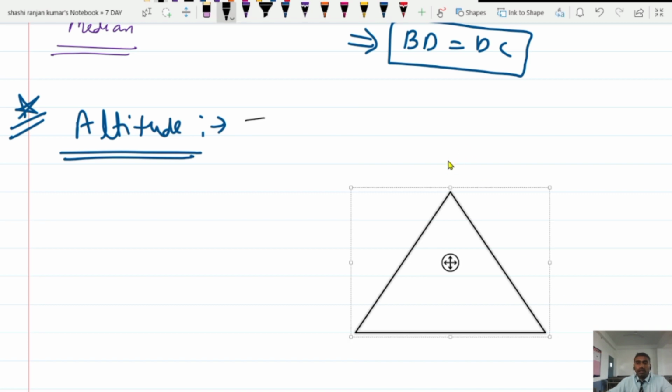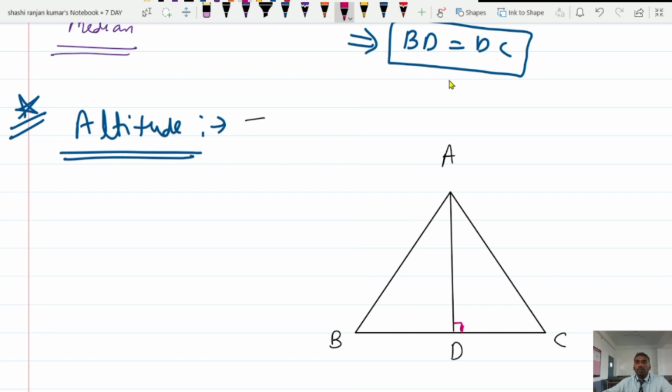This is the triangle ABC. So what is an altitude actually? If I draw a line that is perpendicular to the opposite side, let us suppose this is the line we have drawn, and this is the perpendicular. This is A, and let us suppose this is D. So this is 90 degrees.